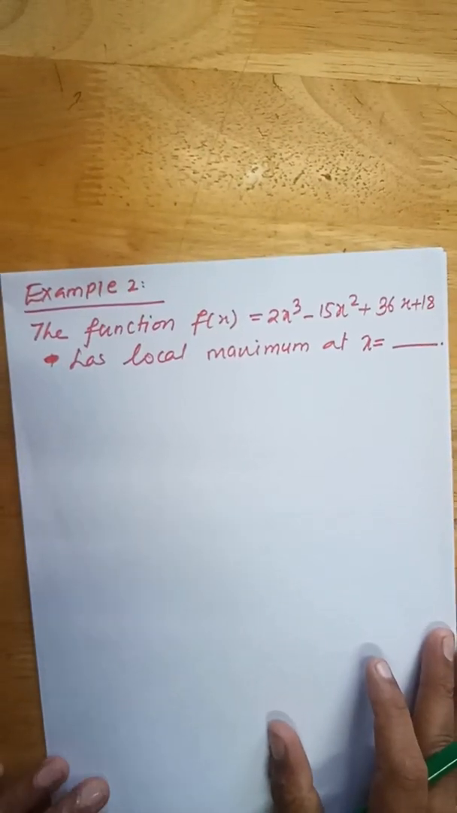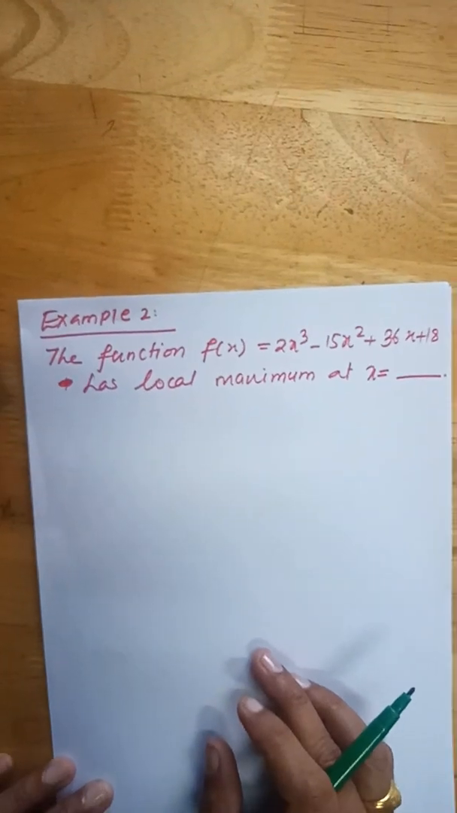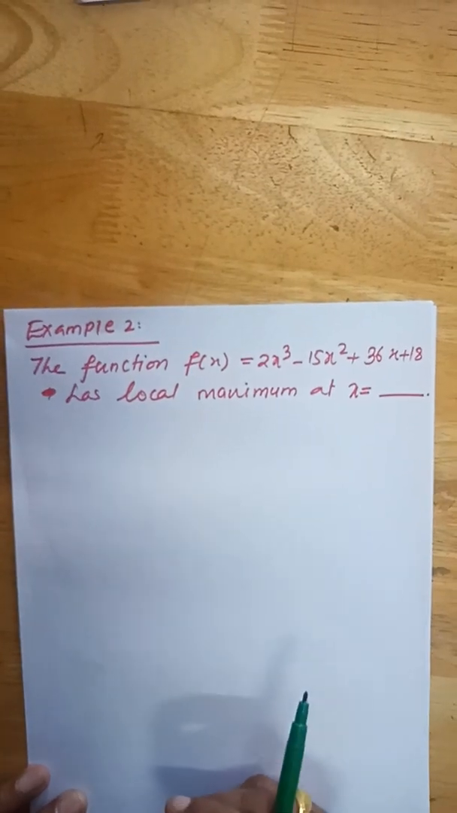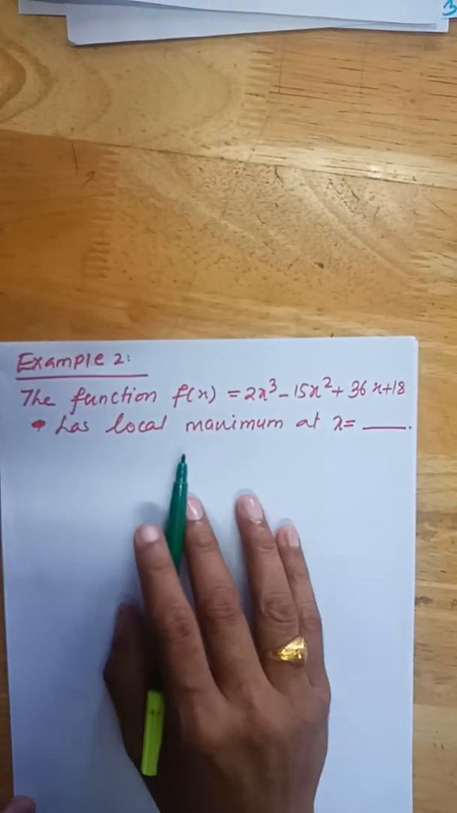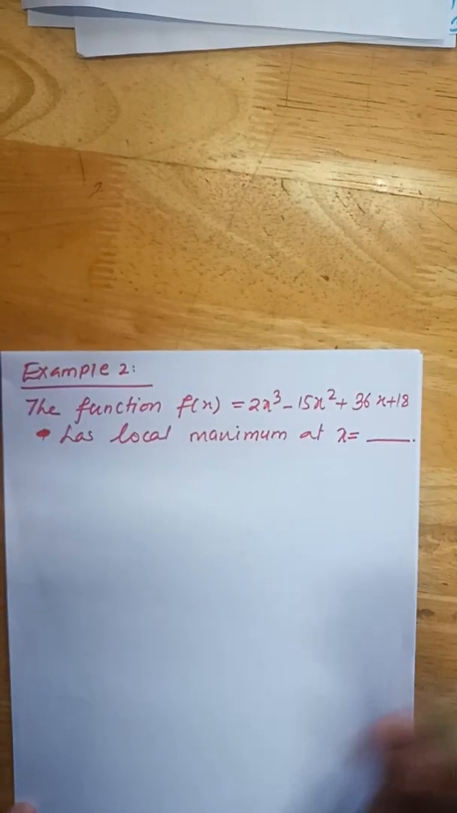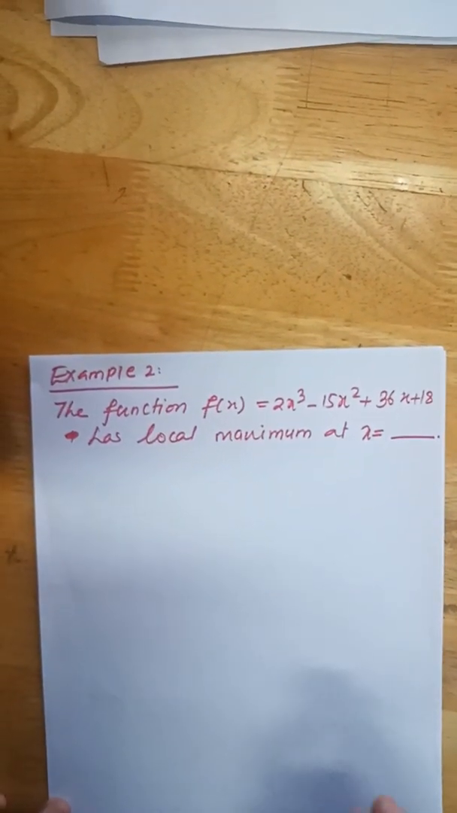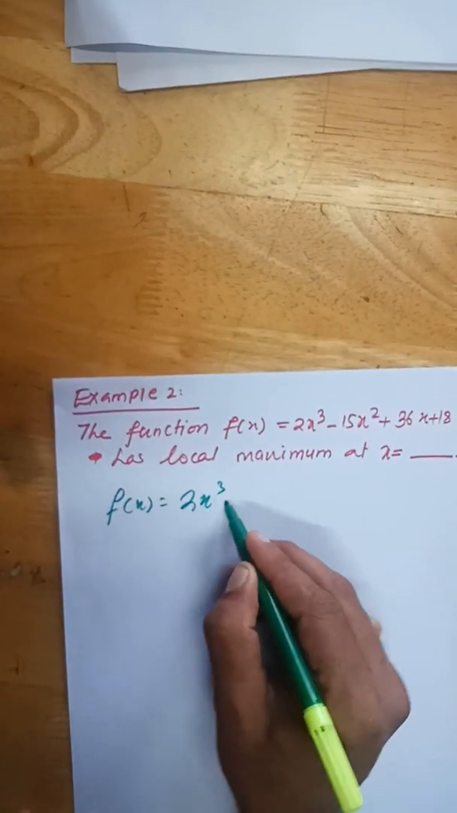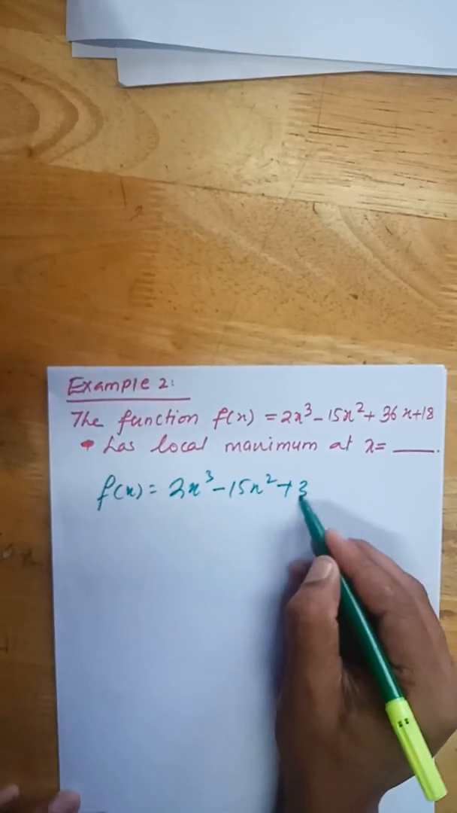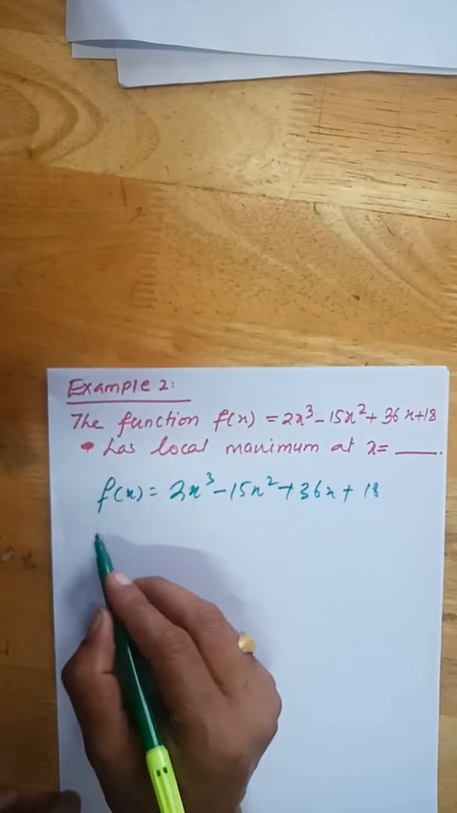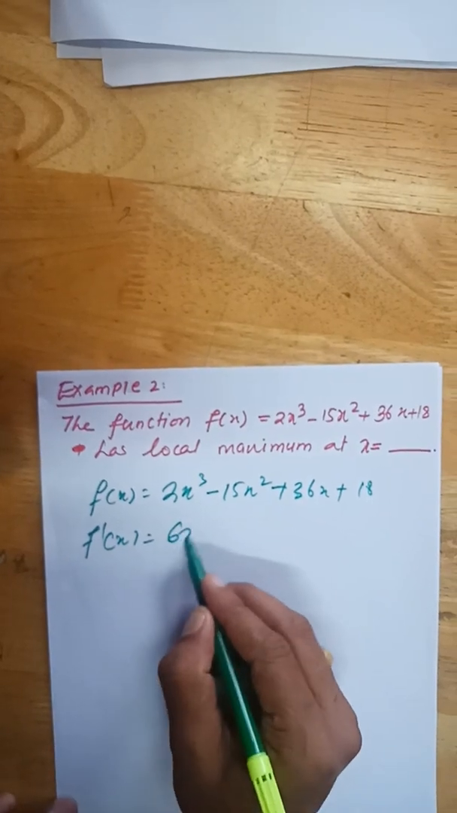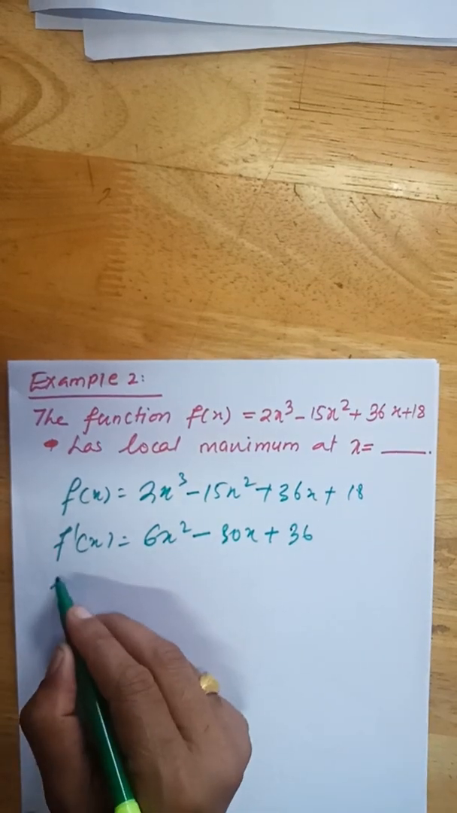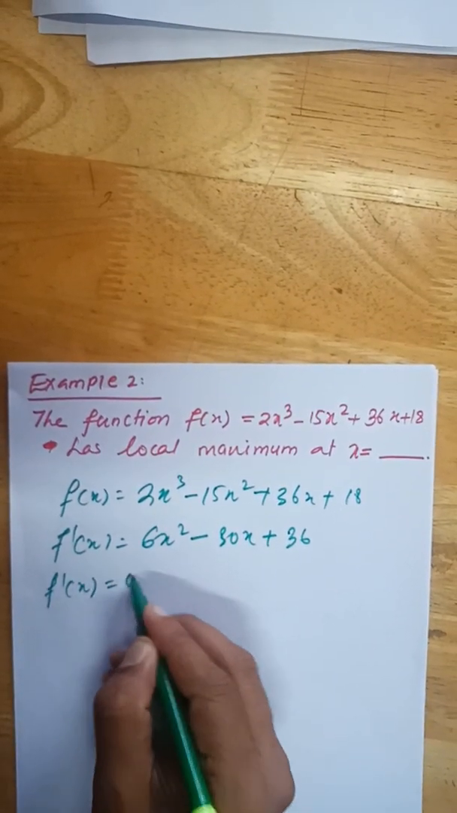Now we are with example number 2. This question is a little different, but you should know what you are asked to find in the question. This function has a local maximum at x equal to what value? That value of x is asked here. So same process, f of x is equal to 2x cube minus 15x square plus 36x plus 18. So f dash of x is equal to 6x square minus 30x plus 36. Then f dash of x is equal to 0, right?